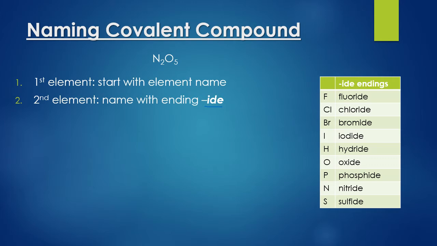You can see off to the right here is a table of how most of the nonmetals change when an IDE is added. For instance, we're looking at this nitrogen-oxygen compound. When we add an IDE to oxygen, it doesn't become oxygenide. It actually becomes oxide. Same with nitrogen. If we needed to add an IDE ending to that, if it was the second element present, it would become nitride, not nitrogenide. So just be aware of that.